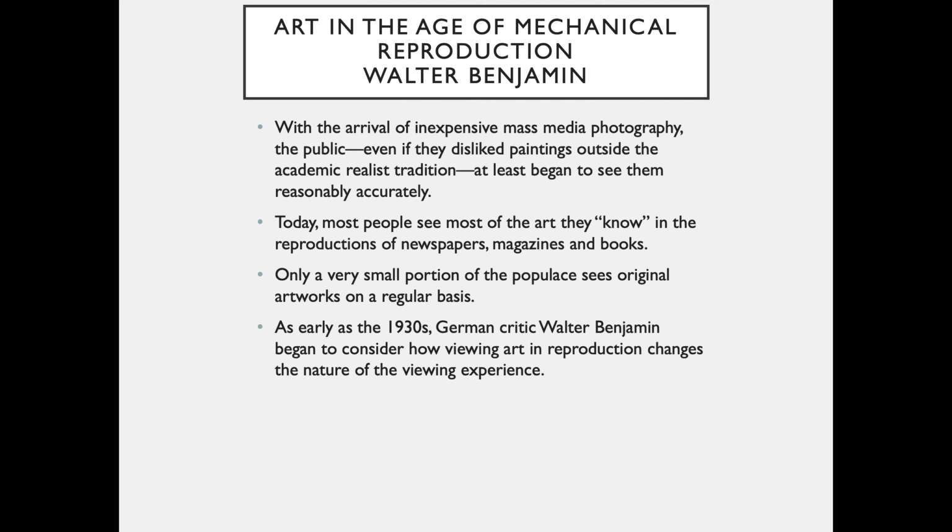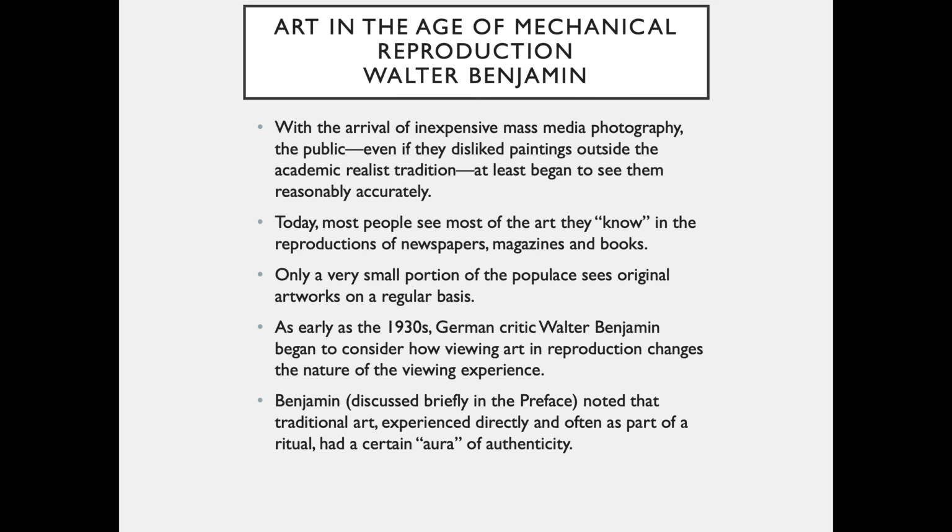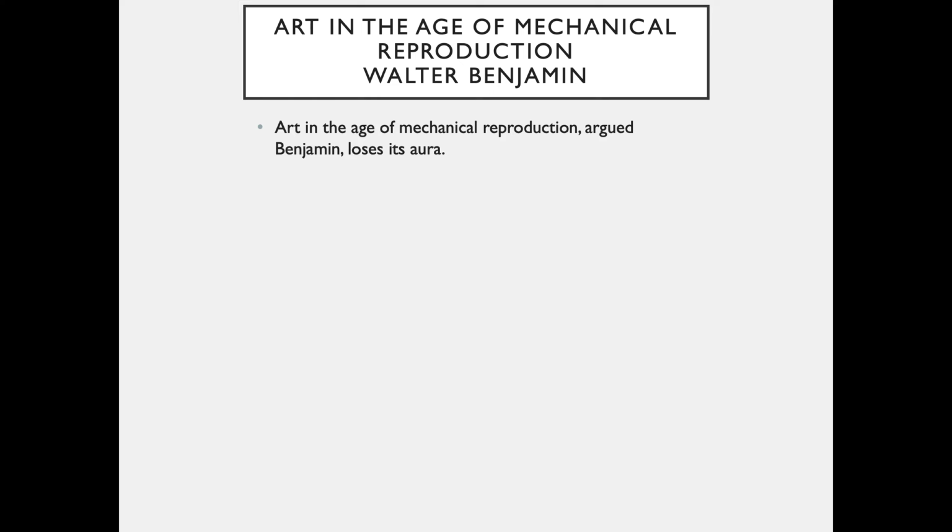As early as the 1930s, German critic Walter Benjamin began to consider how viewing art in reproduction changes the nature of the viewing experience. So if you go and see a painting in a museum, how is that different than seeing a picture of that painting in a book? Benjamin, who we discussed briefly in the preface, noted that traditional art, experienced directly and often as part of a ritual, had what he called an aura of authenticity. Art in the age of mechanical reproduction, argued Benjamin, loses that aura.